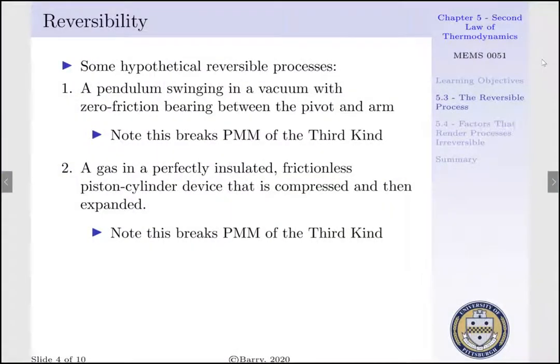Some hypothetical reversible processes are as follows. Say we have a pendulum in a perfect vacuum, and it's able to swing using zero friction bearings between the pivot and the arm. Now, we'd assume that this could swing indefinitely. However, this breaks our perpetual motion machine of the third kind. We could also consider a gas in a perfectly insulated, frictionless piston cylinder device that is compressed then expanded. This also breaks a perpetual motion machine of the third kind. And we saw that this was the basis for idealized or reversible process that we then disproved by considering friction.